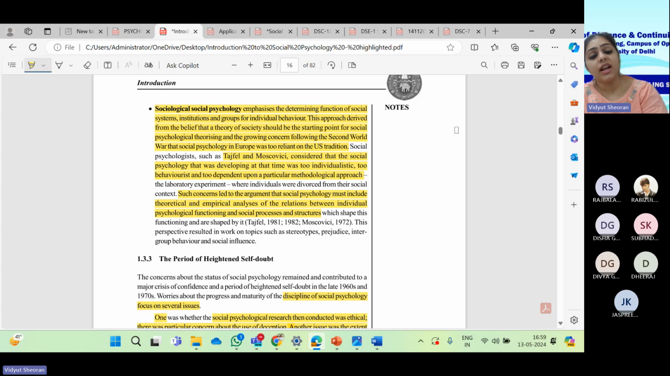So this approach derived from the belief that a theory of society should be the starting point of social psychological theorizing.